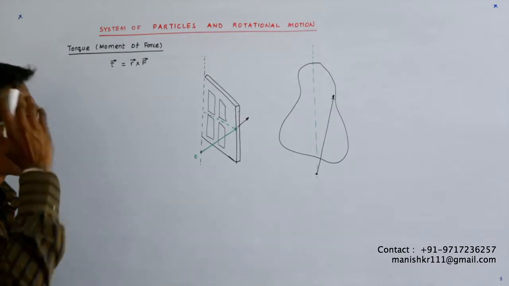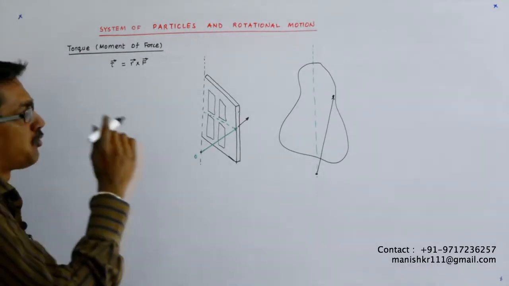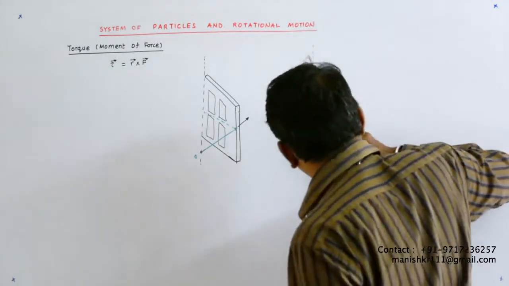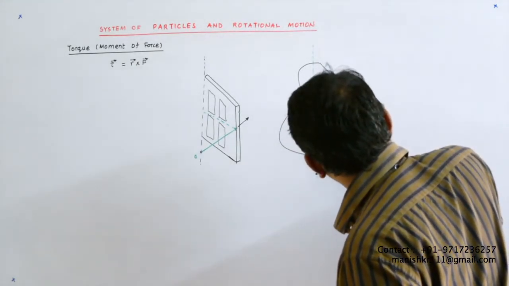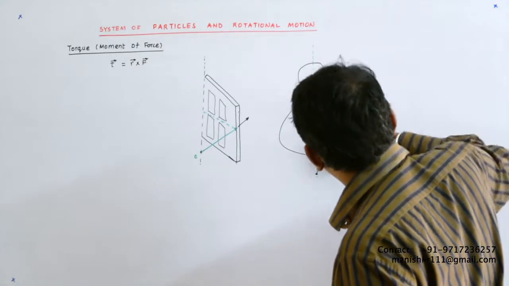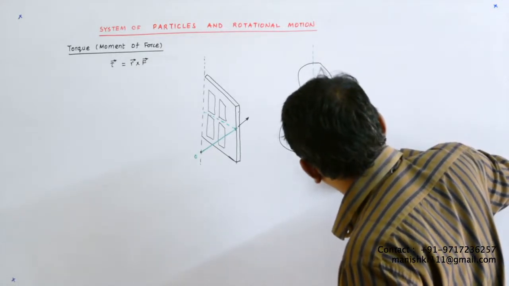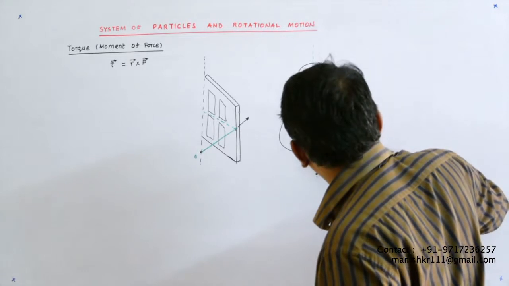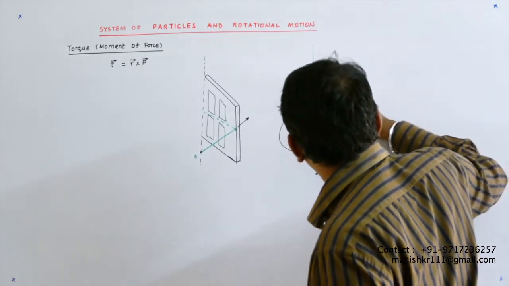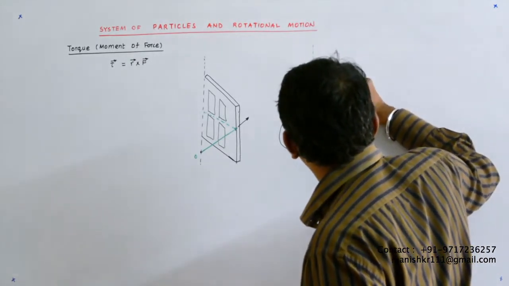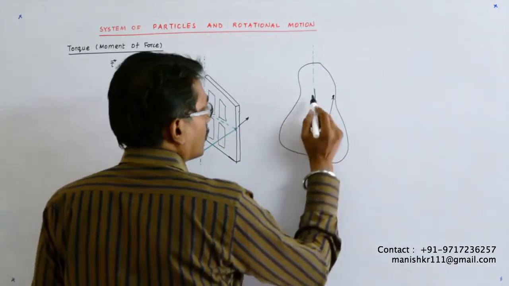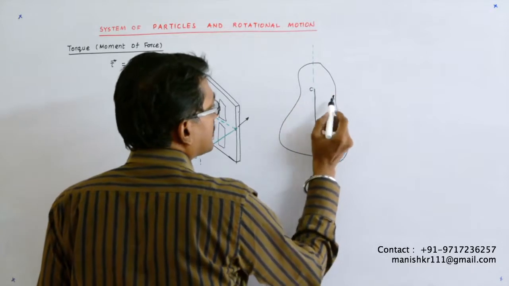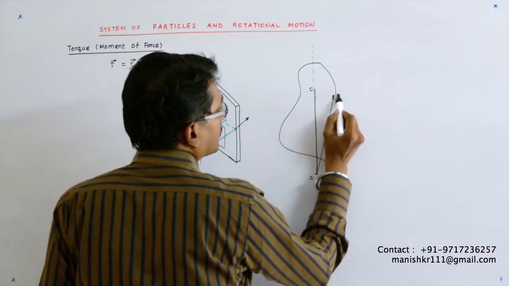Now this r is composed of what? It is composed of two vectors. This is my r vector, and I'll show you. So this vector is, this is O, this is C, and this point is P.